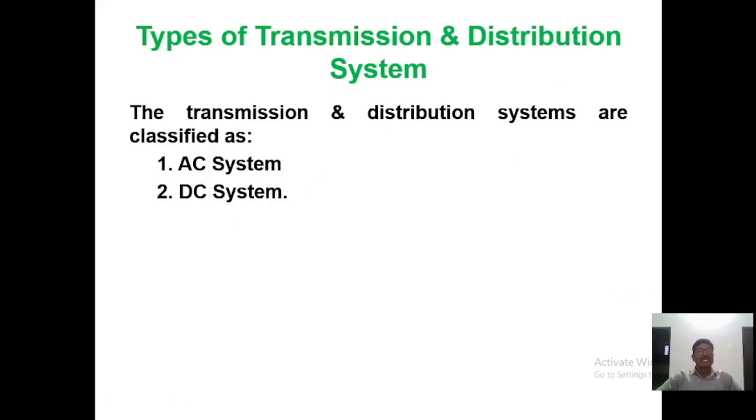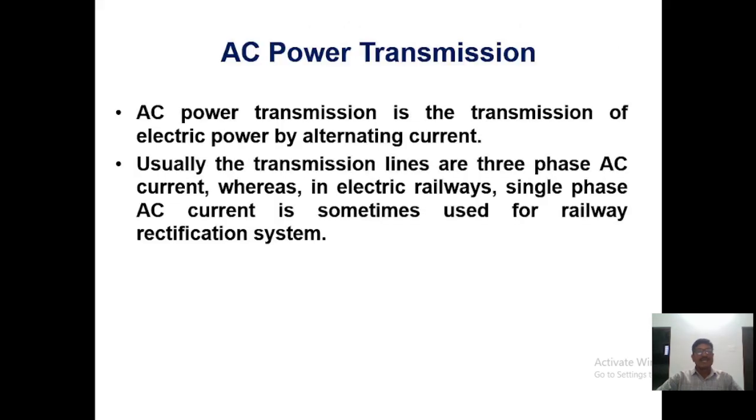Now we are going to see about the types of transmission and distribution systems. The transmission and distribution systems are classified as AC systems and DC systems. The AC power transmission is transmission of electrical power by alternating current. It is called the AC power transmission system. Most of the systems are AC. We are using the AC power transmission system.